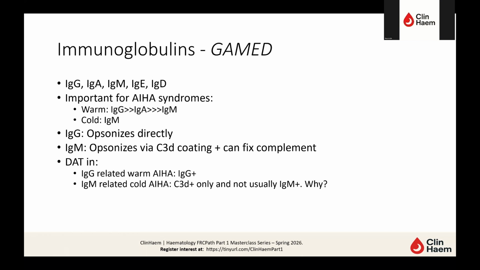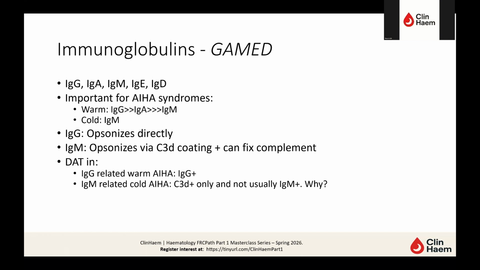This will bind to the red cells in the fingertips and activate complement there. But when the same cells come back to the main circulation, because the temperature now goes up, IgM can't remain on the cells, because they need cold temperature to remain bound. So they will be removed from the cells. And when you do a direct Coombs test now, you won't see any IgM coating the cells, but you would see C3D, because C3D will remain on them.